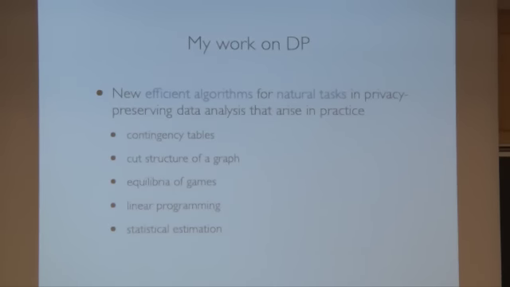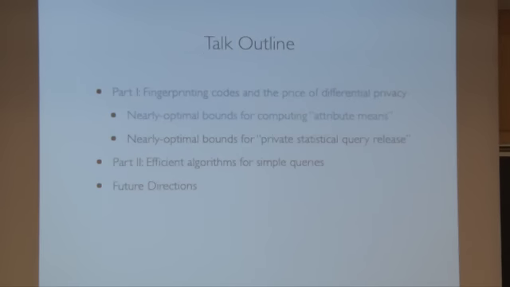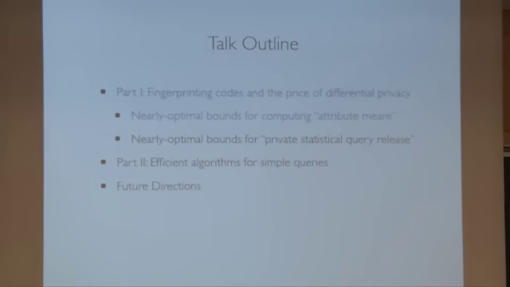All right, so this is just kind of an overview of what I think this area is all about. And now let me get into sort of the meat of the talk. So I'm going to present two lines of work. The first, which is going to be the larger part of the talk, is on something called fingerprinting codes, which I'll tell you about, and how fingerprinting codes can be used to really sharpen our understanding of the price of differential privacy in fairly general settings.